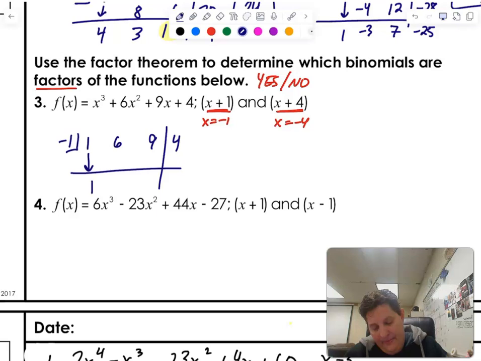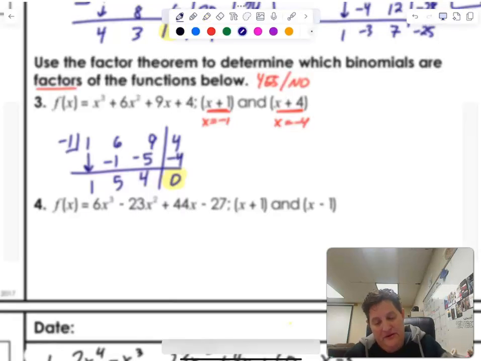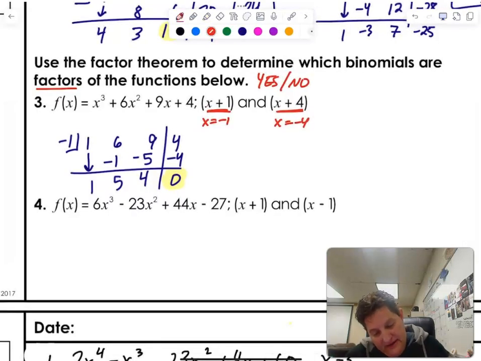1 times negative 1 is negative 1, that's negative 5. Negative 5 times negative 1 is positive 5. See, I'm really tired. Okay, 5 times negative 1 is negative 5, that's 4, and 4 times negative 1 is negative 4, that's 0. Because I got a remainder of 0, that means that yes, x plus 1 is a factor.